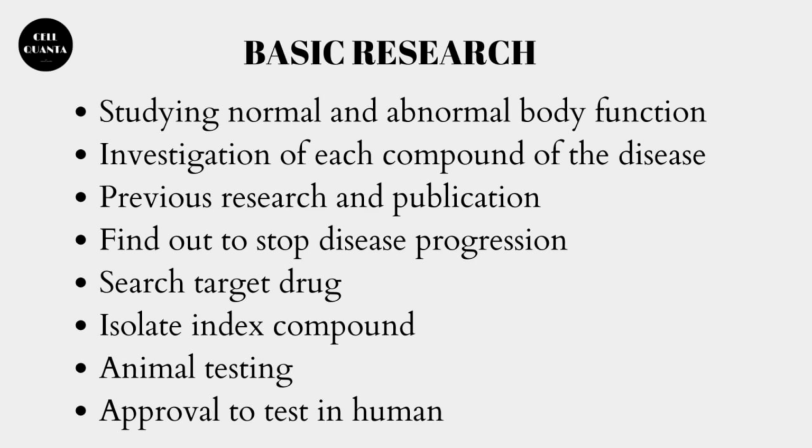Basic research starts by studying normal and abnormal body functions. You should investigate each component of the disease, look up information obtained in previous research and publications, find out at which stage we can stop the disease progression or development, search for a target drug, isolate the lead compound, and perform animal testing to obtain the safety data and approval to test in humans.